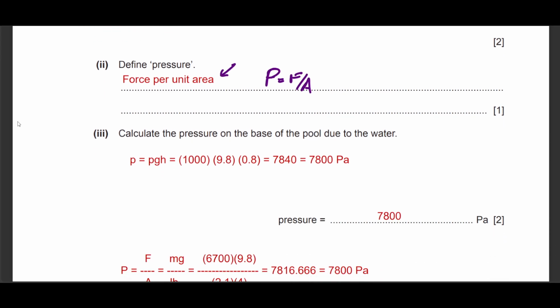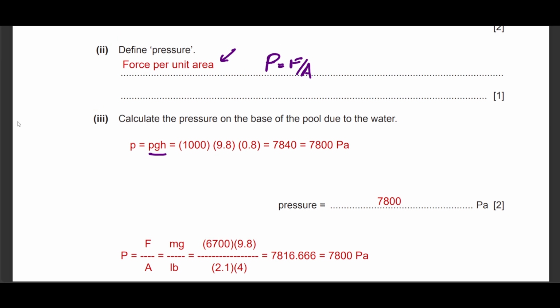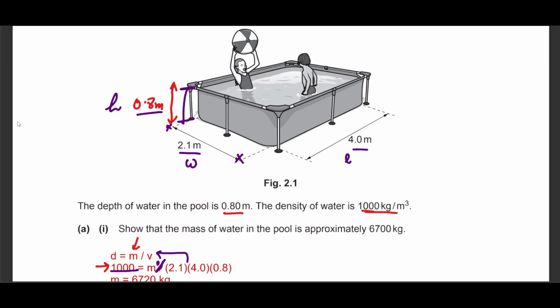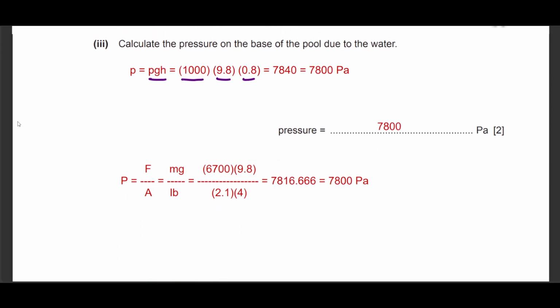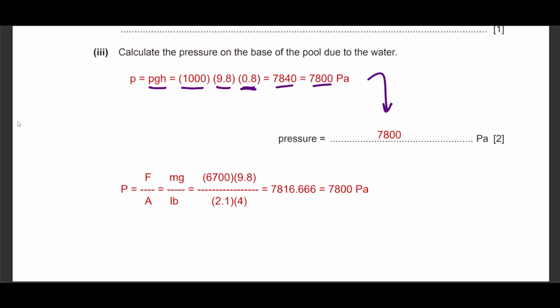Calculate the pressure on the base of the pool due to the water. Now, the pressure for liquid has a formula that is rho GH. So simply put, rho is 1000, G is 9.8, and height or the depth of the liquid inside the container is 0.8. So the pressure at the base of this pool due to the weight of the water comes out as 7840, rounded off to two significant figures, 7800.